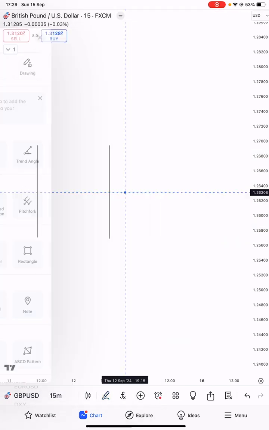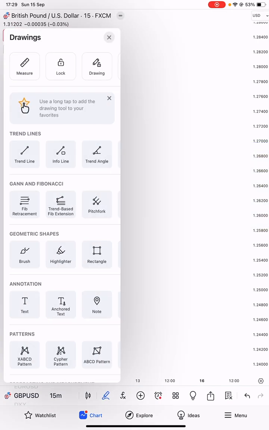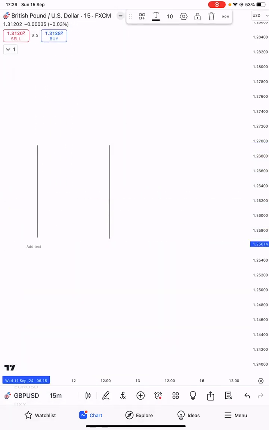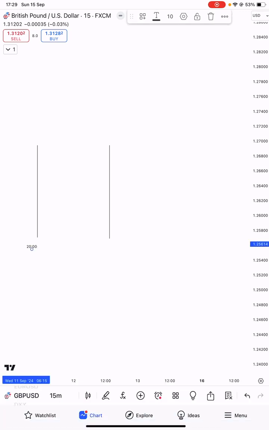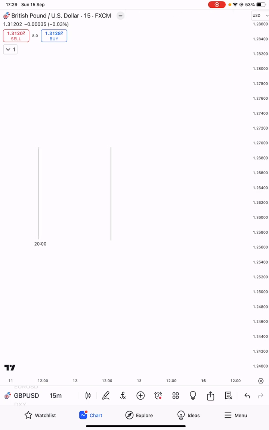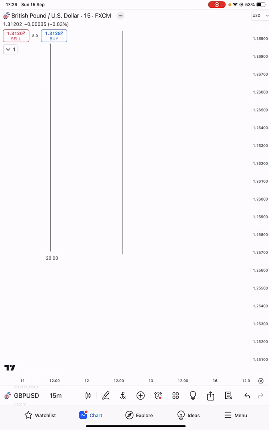So let's do it like this. If you take a screenshot, you have all the info.